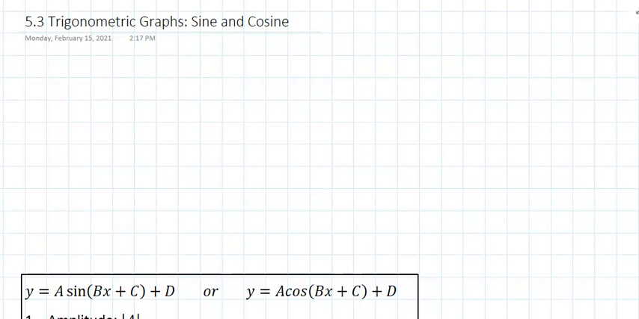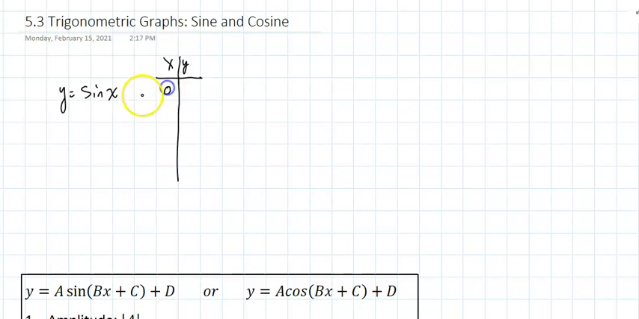Okay, in section 5.3, we're going to be talking about trigonometric graphs. We're going to start with sine and cosine. Suppose I want to look at y equals the sine of x. So what I'll do, I'll create a table. I'm not going to pick all the values, but I'm going to pick some easy values.